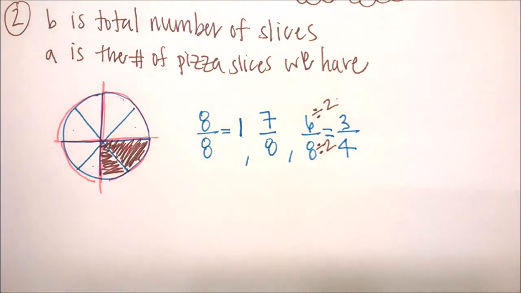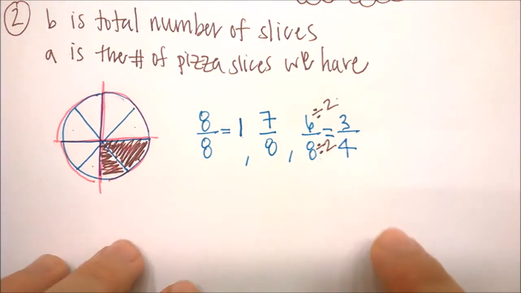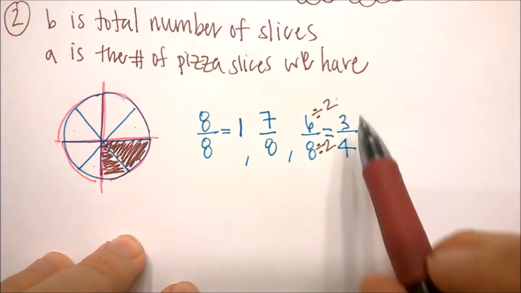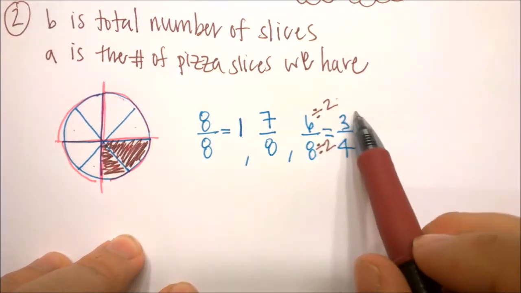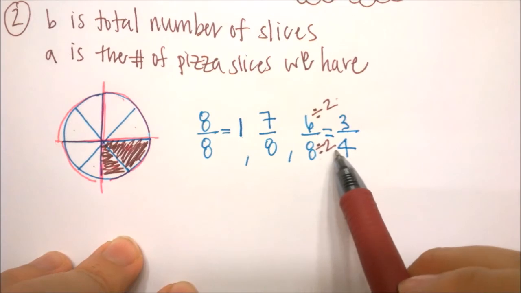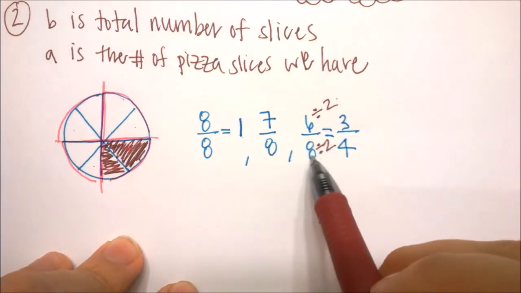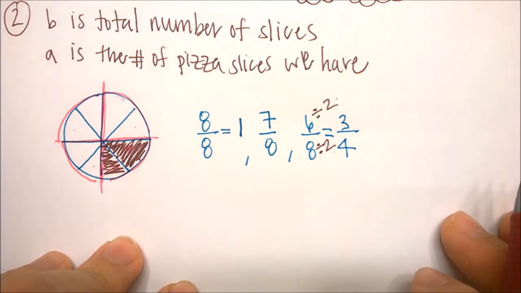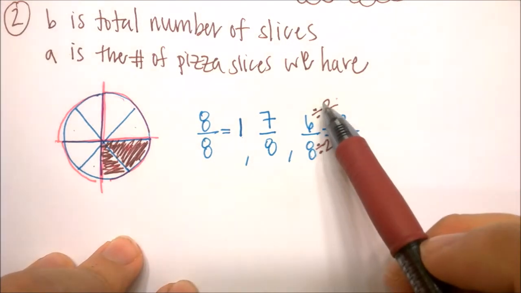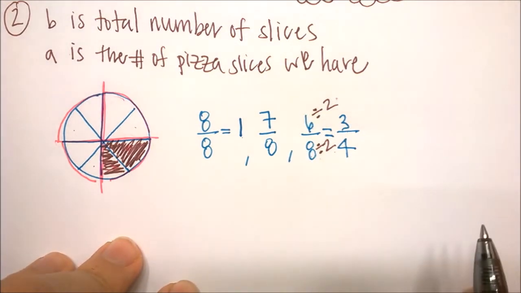So dividing the top and the bottom by the same number gives us an equivalent fraction as long as you do it to both the top and the bottom. We couldn't just divide the top by 2 and not divide the bottom by 2 because that would be changing the value of the fraction. Here we're just changing the proportion, okay?